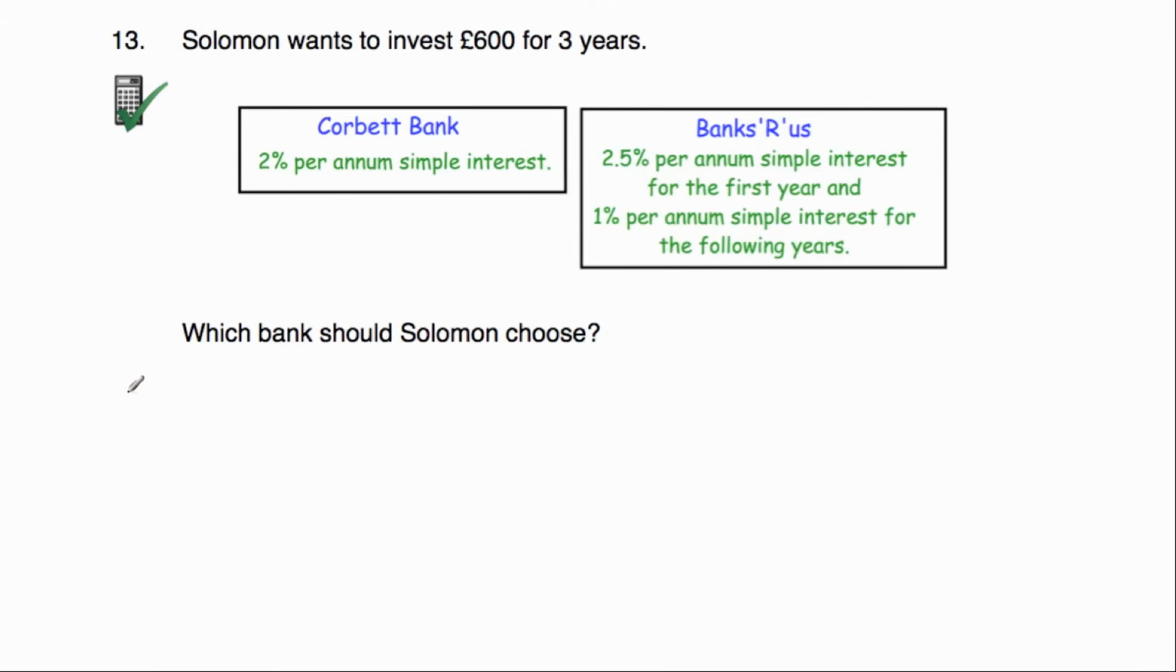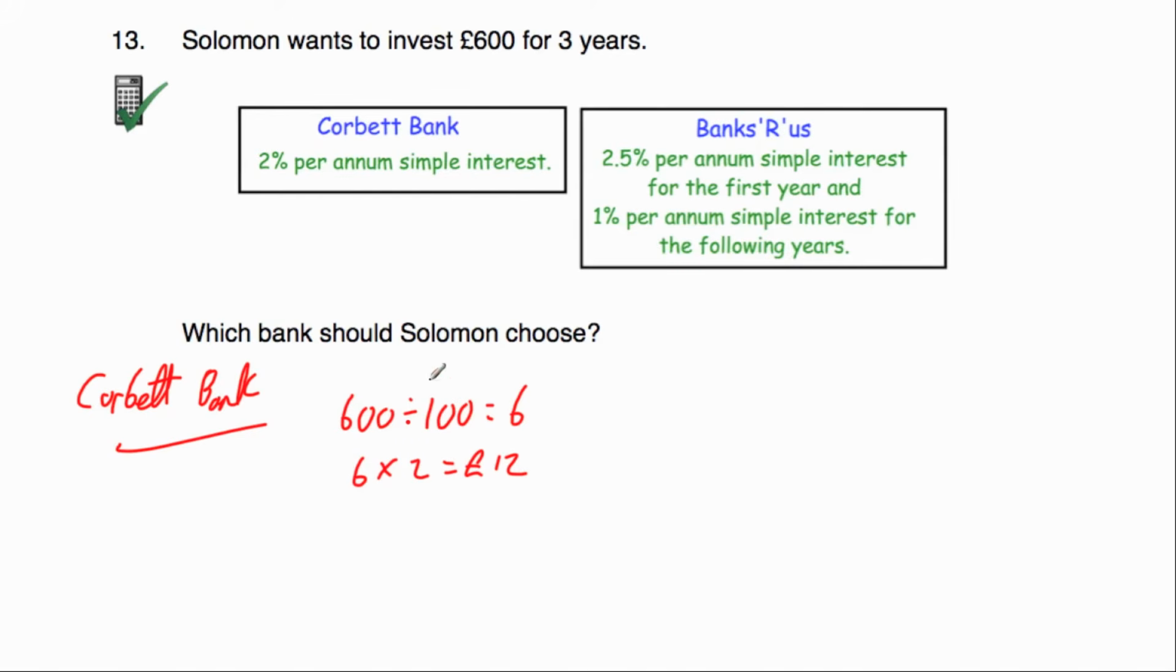So let's start off with Corbett Bank. So he earns 2% per annum simple interest. So if we work out 2% of 600, that'll be how much money he earns every single year. So let's take our 600 and divide it by 100 to find 1%. That's equal to 6. And then we're going to multiply that by the percentage we want, which is 2. So 6 times 2 is equal to £12. So every single year he earns £12 in interest at Corbett Bank.